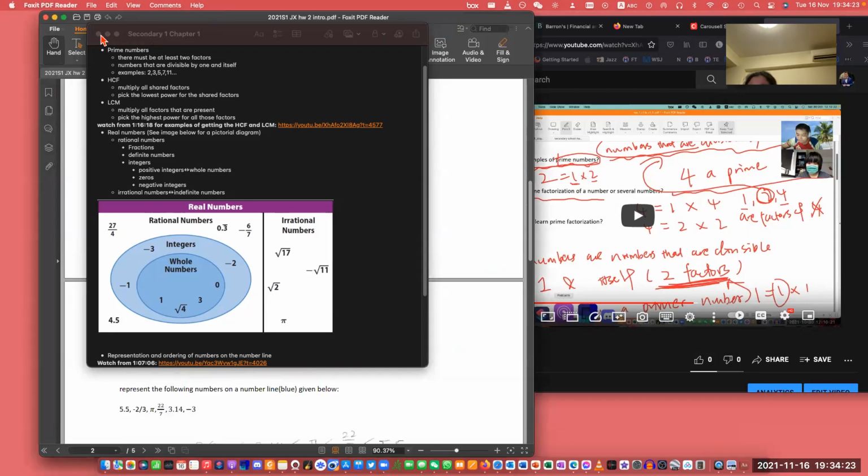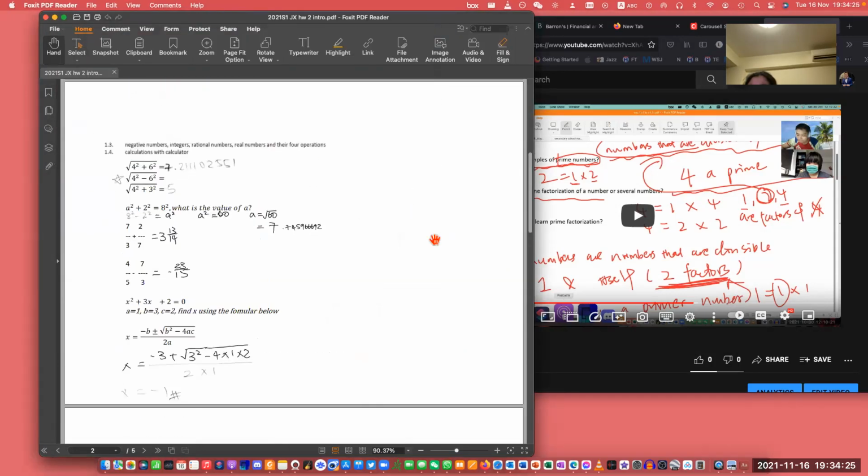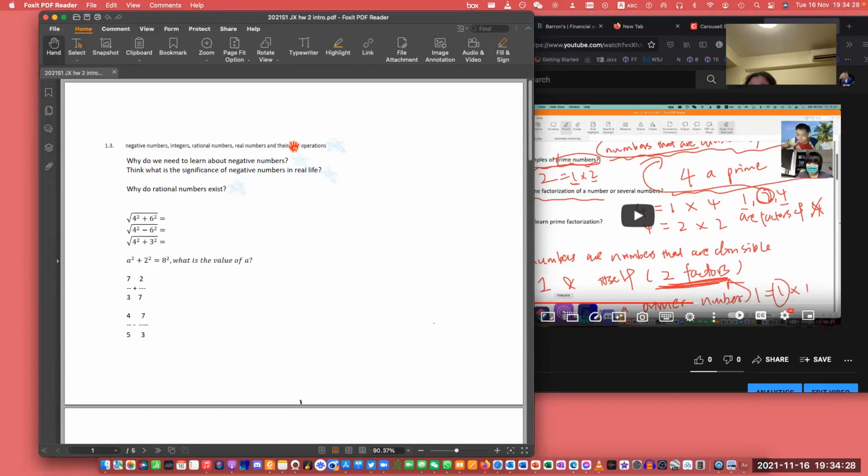So I will refer to these notes later on because we need it. All right, so over here, you start here. So you start negative numbers, integer, rational numbers, and all this. What do you mean by starring this? Why do we need to learn about negative numbers? You star it. Why you star it? Can I ask? I don't know how to. Okay, you don't know how to put your idea into words, probably.